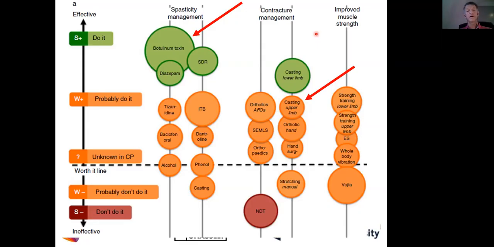The bigger the circle, the more significant the effects are, and the higher the number of studies done. If you look at the hand surgeries or the upper limb surgery, there's not a lot of evidence. It's unknown in this group. If you look at the strength training in 2030, it is just in between probably do it and unknown in cerebral palsy. So within the green line, it would be especially botulinum toxin related to, okay, that would be interesting.